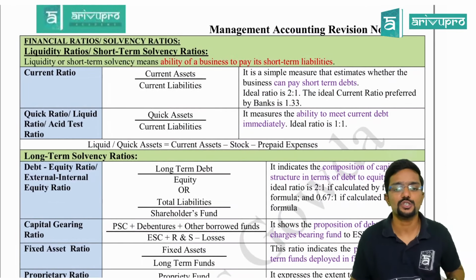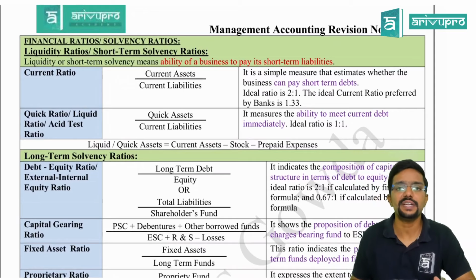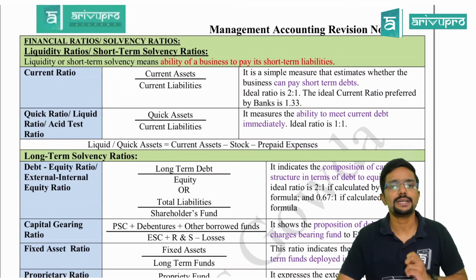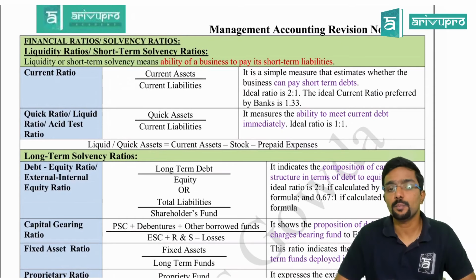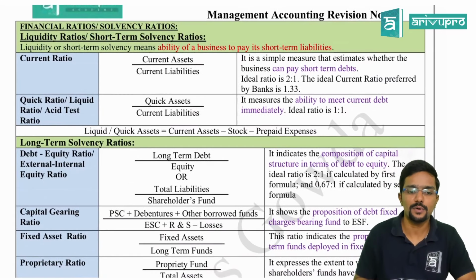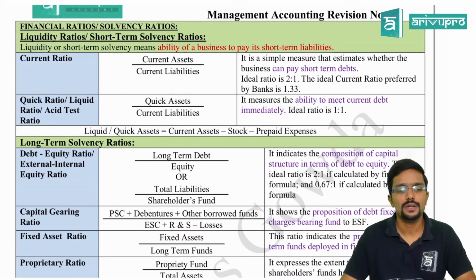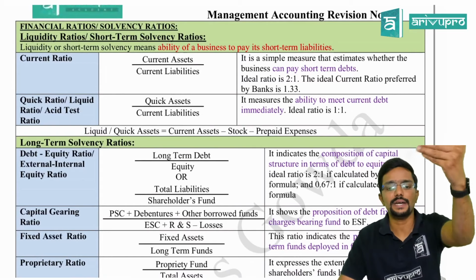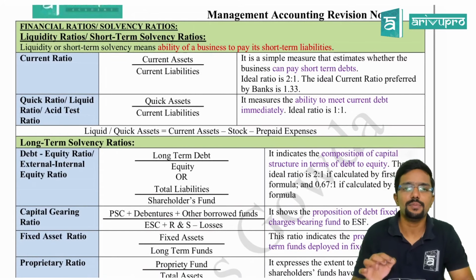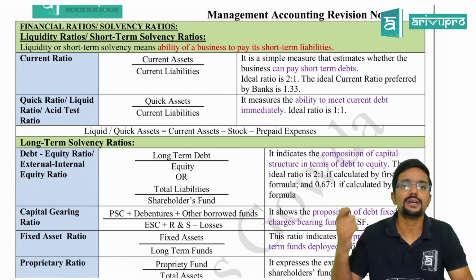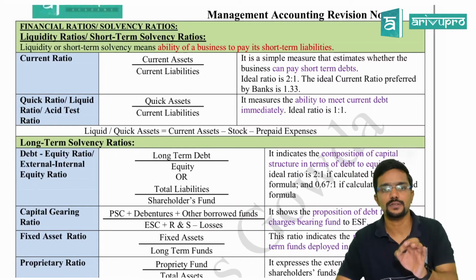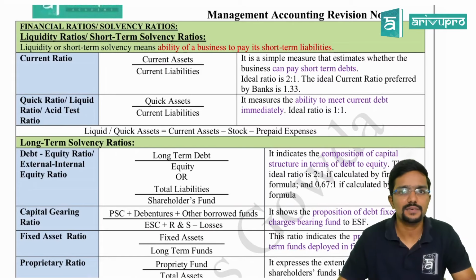First, financial ratios or solvency ratios. Under that, liquidity ratio or short term solvency ratio. Here we will try to understand the ability of the company to pay its short term liabilities, nothing but current liabilities. Two important ratios are there: current ratio and quick ratio. Current ratio means current assets divided by current liabilities. Here we check whether the company has sufficient current assets to pay its current liabilities. The ideal ratio is 2:1, but banks prefer a current ratio of 1.33.